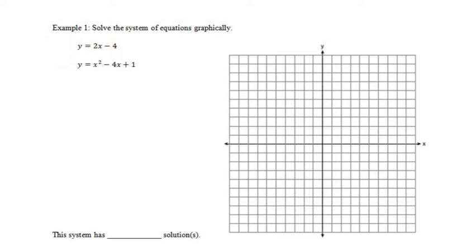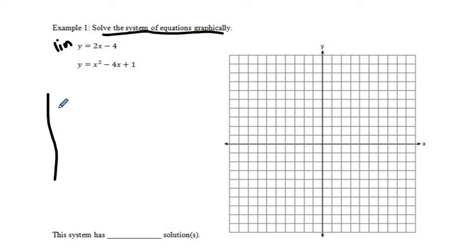All right, let's get into example 1. It asks us to solve this system of equations graphically. Now to solve it graphically, that means, guess what? We're going to have to graph it. So let's get started on that. Let's start with our linear. We know it's linear because we don't see a square. It's just a degree of 1 there on the exponent. So y equals 2x minus 4.